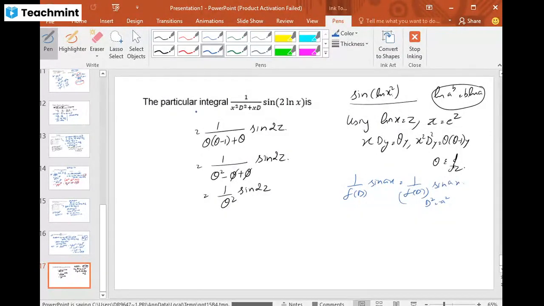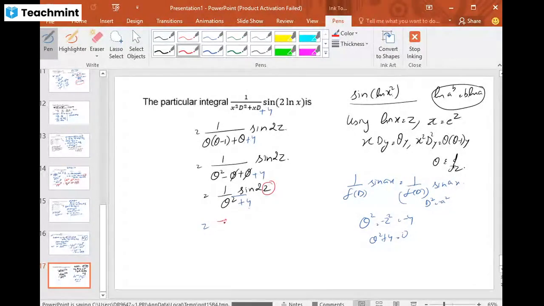Suppose that here we have D square plus 4. If we replace D square with minus 2 square, it is minus 4, and D square plus 4 is 0. So what do we need to do? We need to multiply by the independent variable. Now our independent variable is z.